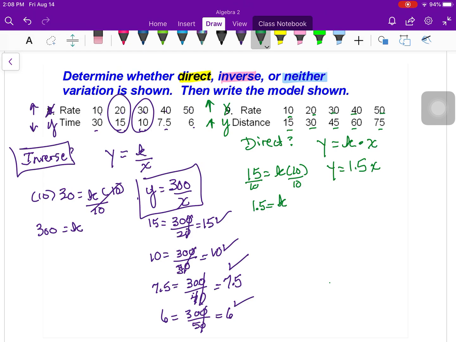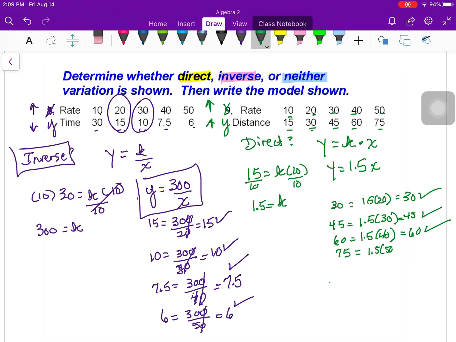That's what I'm testing. So when I try this point, 30 equals 1.5 times 20. That is 30. That checks out. 45 equals 1.5 times 30. It's 45. That checks out. 60 equals 1.5 times 40. That is 60. And 75, does it equal 1.5 times 50? And yes, it does. So it is direct variation. Y equals 1.5 times x.